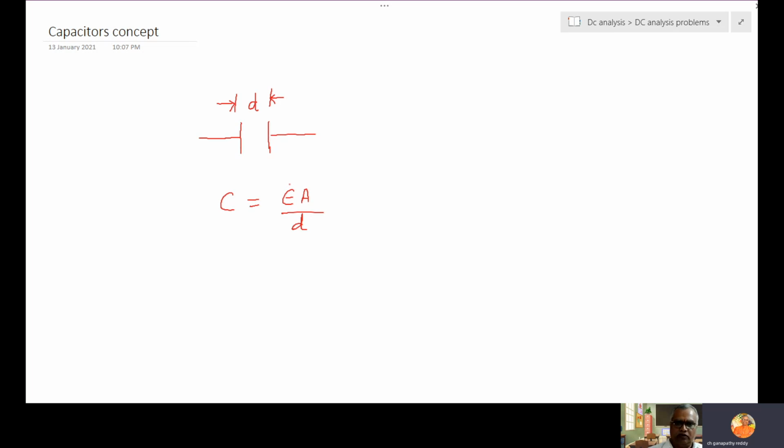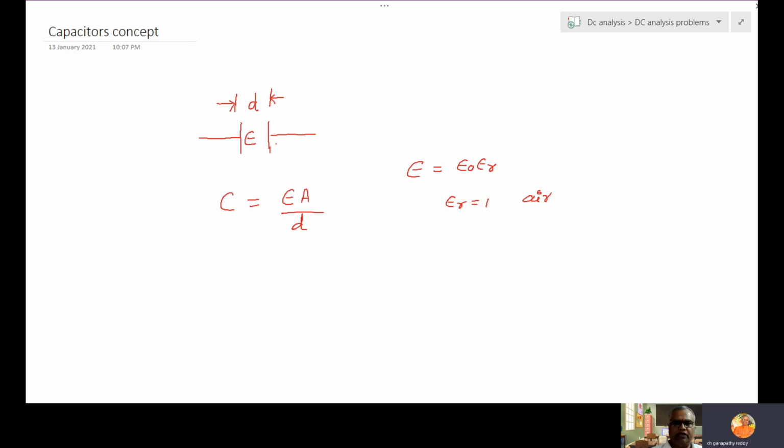Epsilon is permittivity. So that is epsilon naught, epsilon r. So epsilon r is 1 for air. Epsilon r is relative permittivity, 1 for air, and a different value for different dielectric material. So dielectric material is basically insulator. Then A is the overlapping plate area.